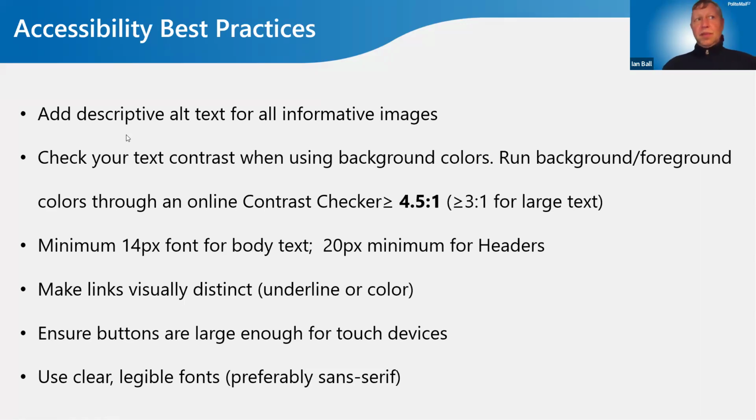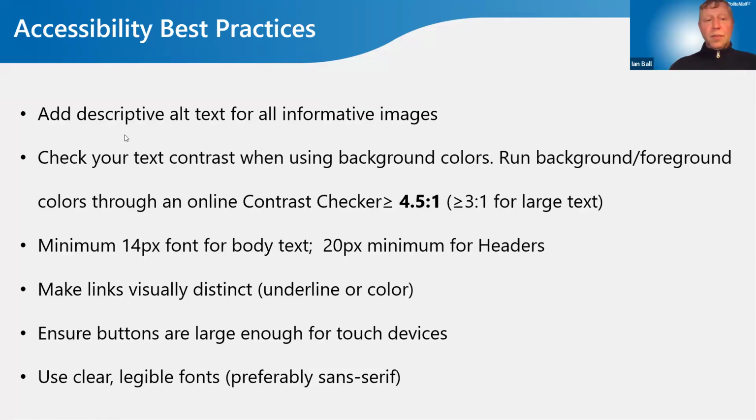Super simple. Just plug in your background color hex and your foreground color hex for your foreground text, and just see if it passes that accessibility contrast checker. If it does, you're good to go. And I think we're going to be sending a link to an online contrast checker at the end of this webinar. And the other big thing is your text sizing, right?